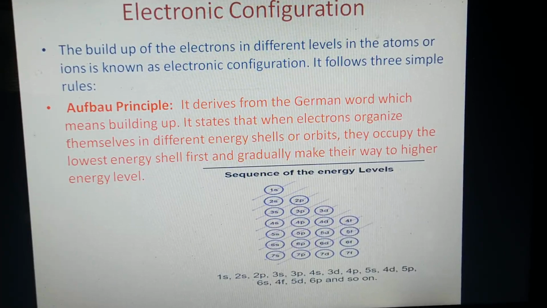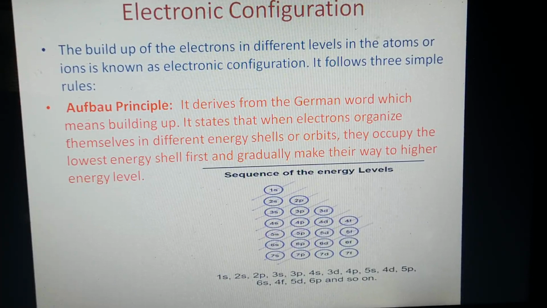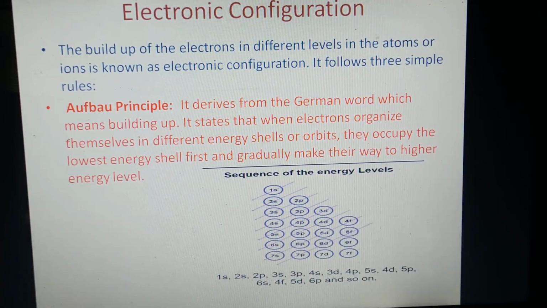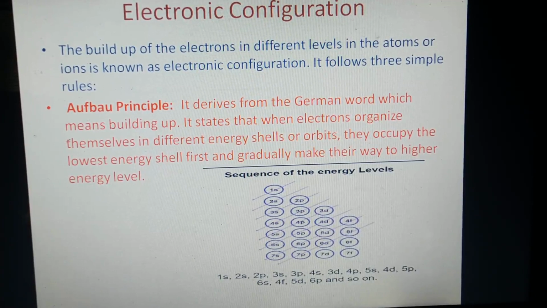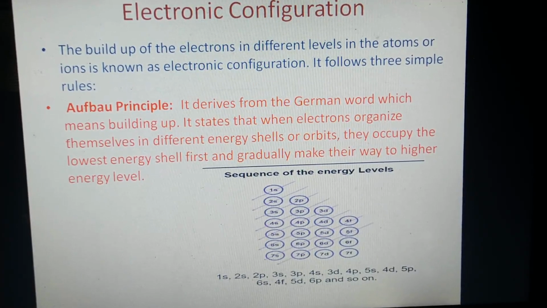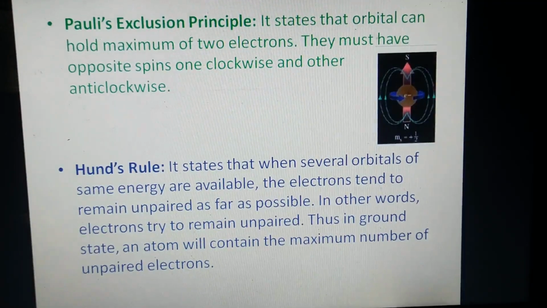It states that when electrons organize themselves, they occupy the lowest energy shell first and gradually make their way to the higher energy levels. In the diagram on the right side, the electron will first enter the 1s orbital, then the 2s orbital, and after the 4s orbital it enters the 3d orbital because of the energy sequence. Next is Pauli's exclusion principle.